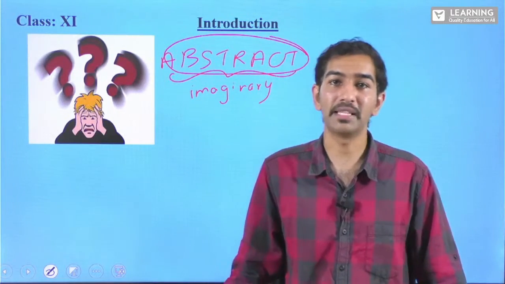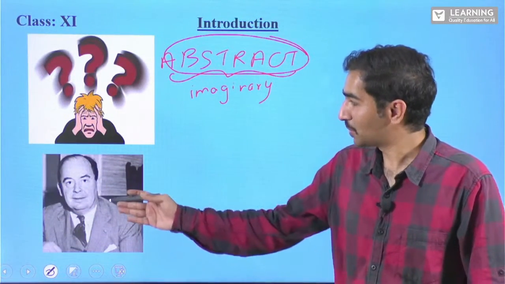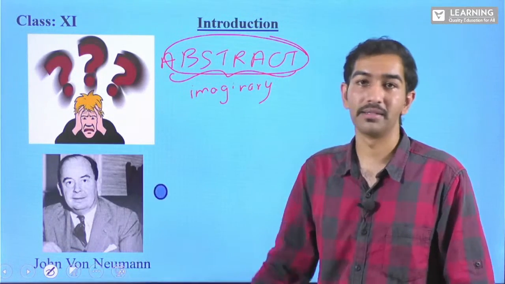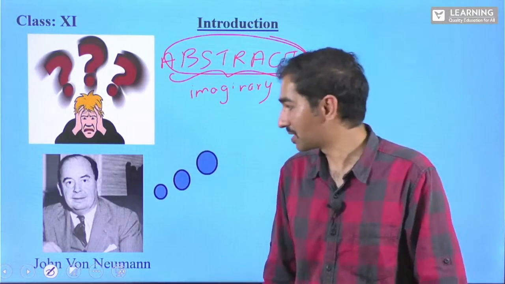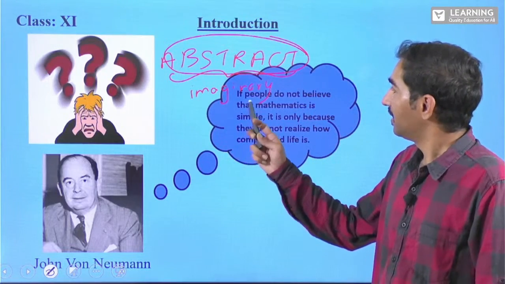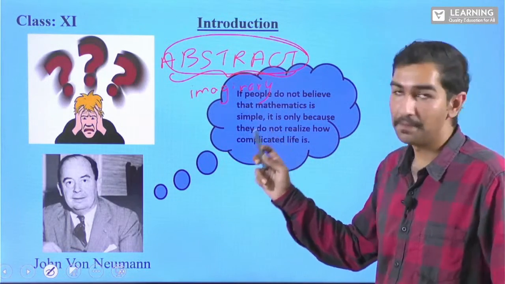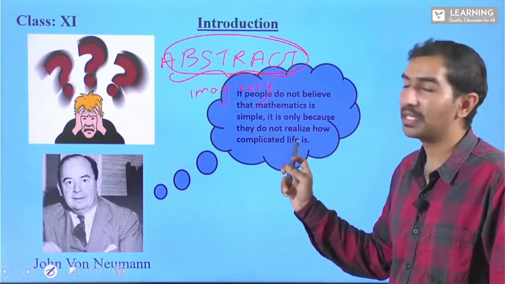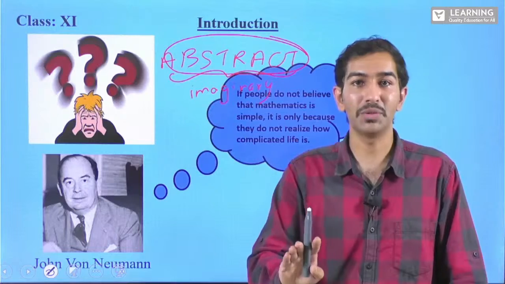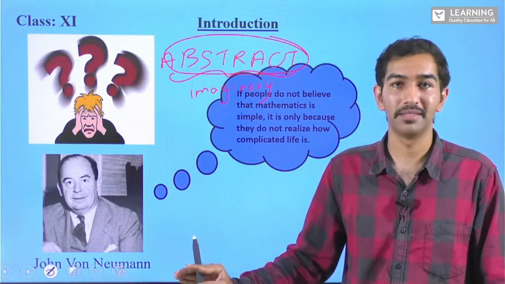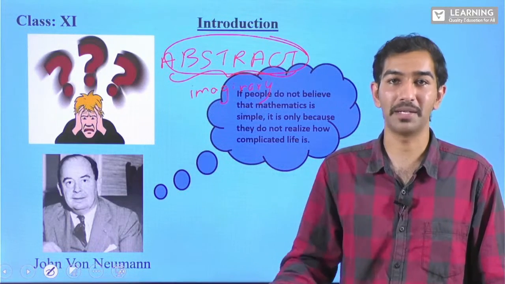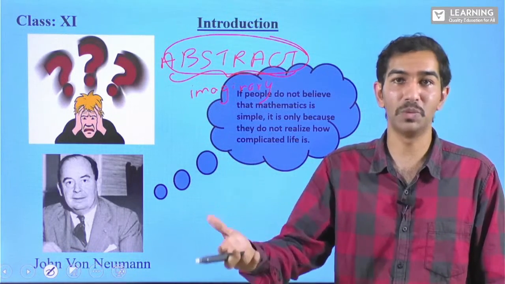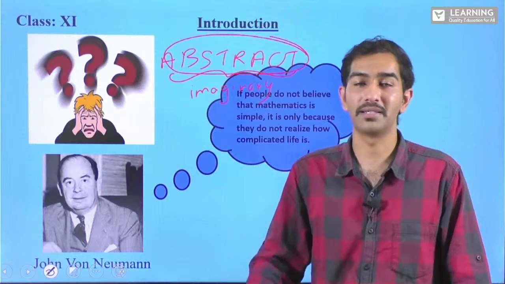So see what a great mathematician has said. His name is John von Neumann. See what he has said, students. If people do not believe that mathematics is simple, it is only because they do not realize how complicated life is. Actually, students, mathematics is very simple. You have to just understand the topics and apply them in your exams as well as in the real world. You will be seeing wonders.